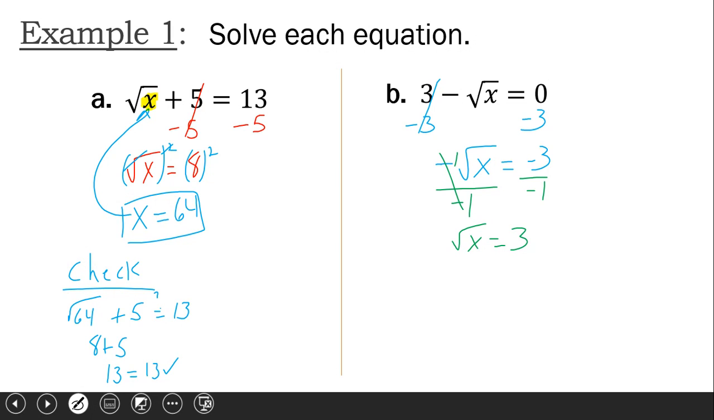From this point, to get that x by itself, we've got to square both sides. Cancel on this side. X is equal to 3 squared, which is equal to 9. We plug 9 back in. 3 minus the square root of 9, is that equal to 0? Yes, 3 minus 3 is equal to 0, so we know that it works.